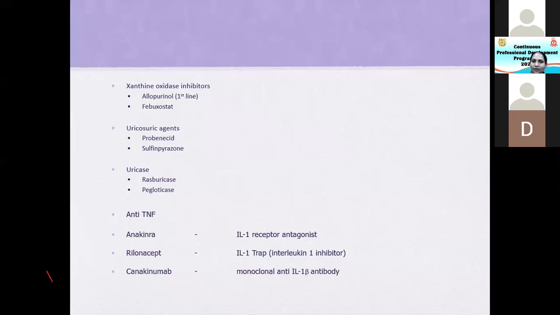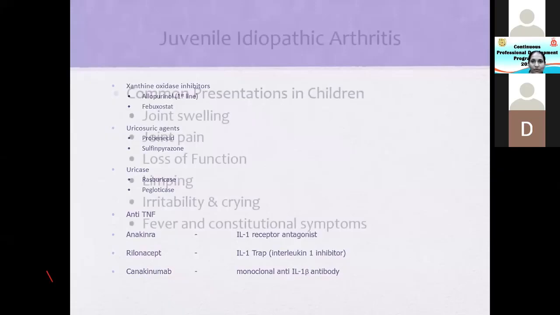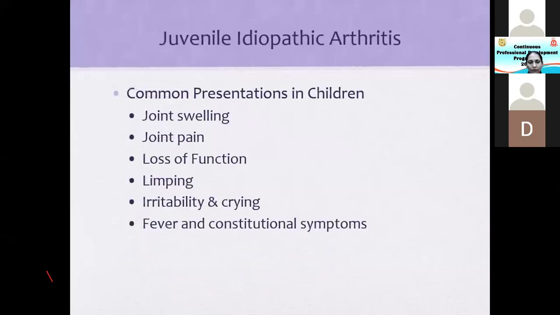Newer agents, anti-TNF alpha inhibitors, biological agents can also be used in refractory cases. Tumor necrosis factor alpha inhibitors, anakinra, which is the interleukin 1 receptor antagonist, can also be used, and canakinumab, monoclonal anti-IL-1 beta antibody, can also be used in the treatment.